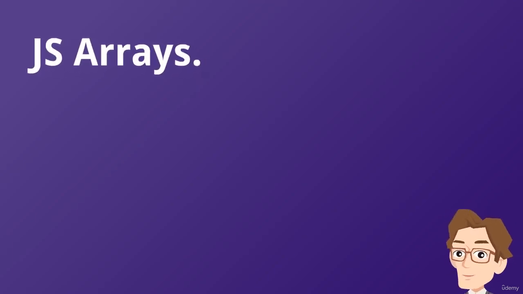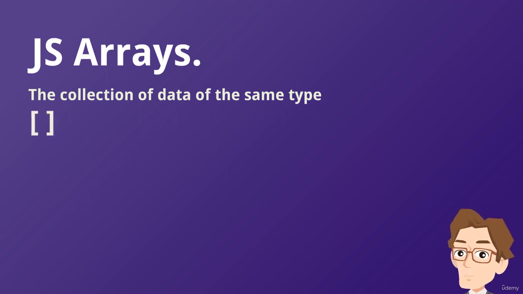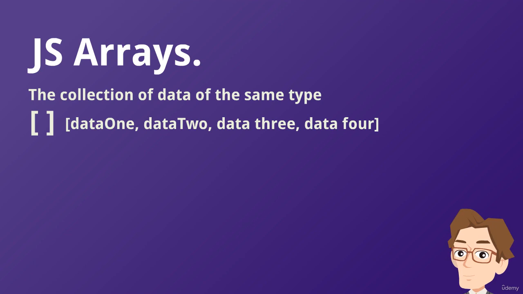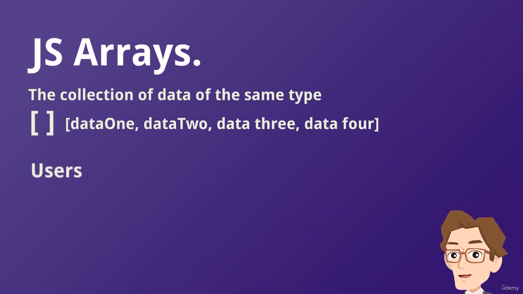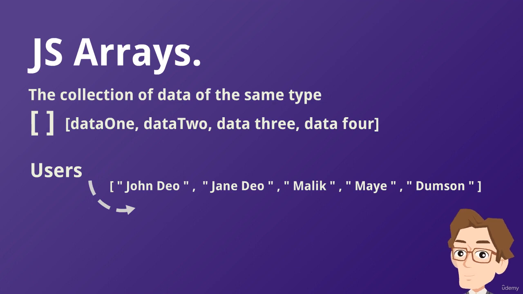An array is simply a collection of data of the same type. The square brackets are used to create an array in JavaScript, and the comma separates each piece of data from the other. For example, we can have an array containing the list of all users. If we simply need all of our users, we can call our var to grab all our users or a specific user. Now let's head over to our code and create some arrays.